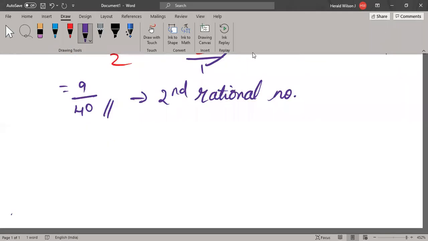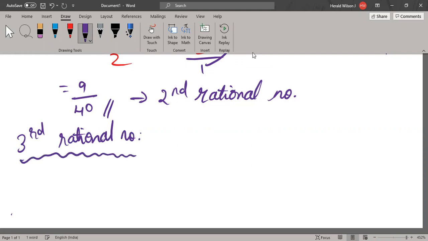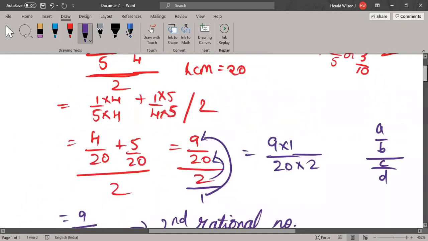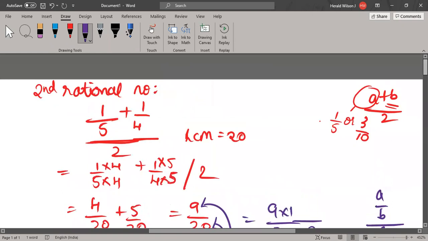The next we will start with the third rational number. So how do we find this? So first, since here we have taken 1 by 5 as our first rational number, we have to take 3 by 10 now. But just in case you have taken 3 by 10 as your first rational number while finding out the second rational number, then you need to take 1 by 5 here.